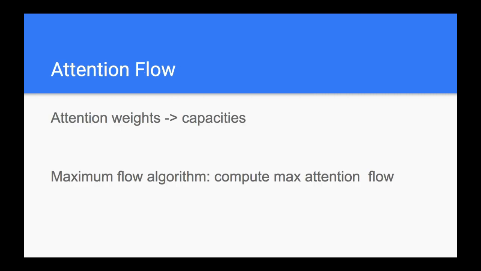Another method to trace back the attention weights is attention flow. It basically assumes that the attention weights represent the capacity of the attention flow, the maximum the attention can flow through, but not necessarily what actually flows through. And they use maximum flow algorithms to compute the max attention flow.